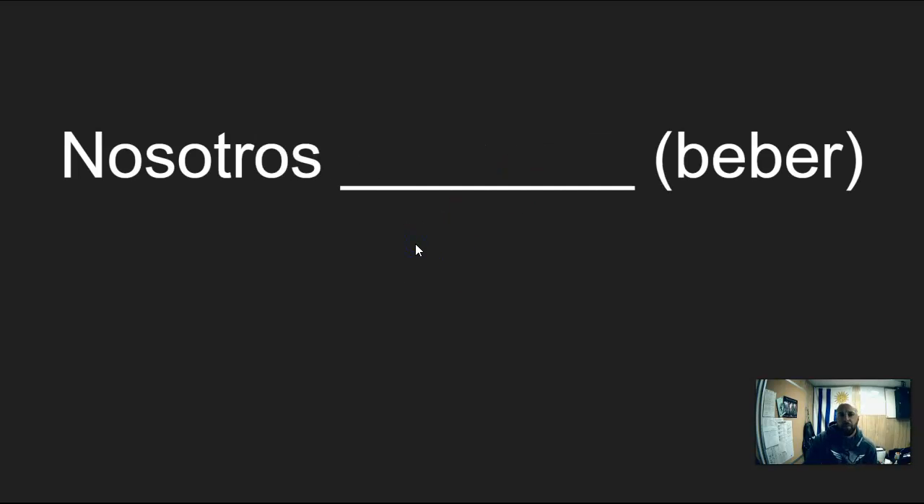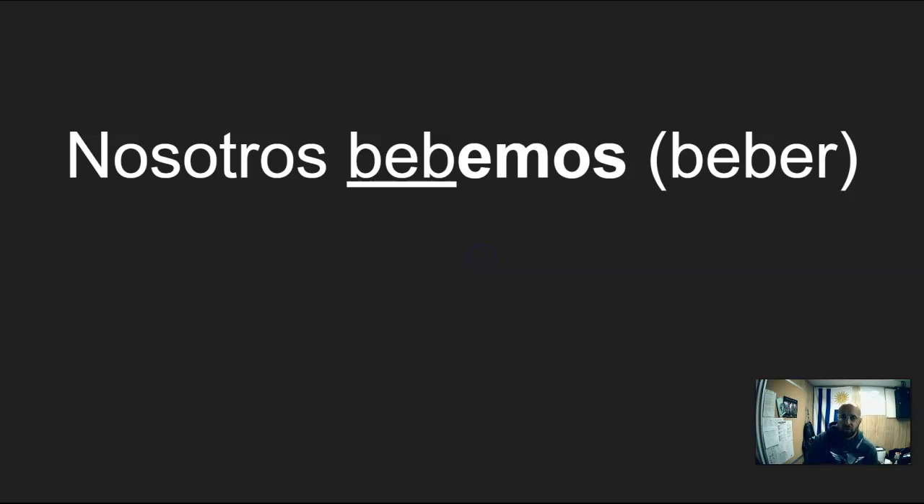Nosotros, and then beber. So we're looking for the nosotros form of beber, to drink. So it's an ER verb. We take off the ER. We have our root, beb. So nosotros bebemos. Okay, one of the things you're going to notice as we get into all these verbs, MOS goes with nosotros all the time. Okay, so nosotros bebemos.